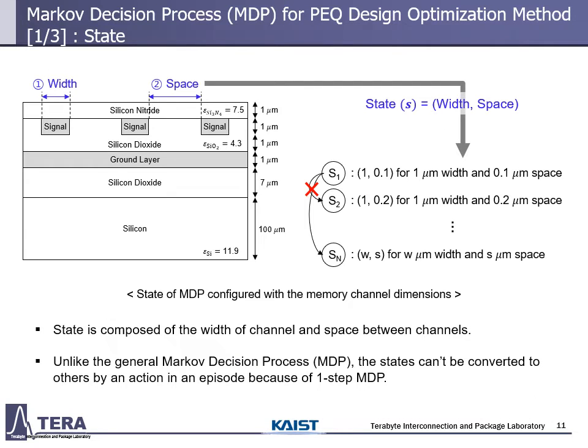This page describes the state of the Markov decision process for the proposed deep reinforcement learning method. Our task is to design a passive equalizer for arbitrary channel dimension. So the state is comprised of channel dimensions such as width and space between channels in the silicon interposer. Unlike the conventional Markov decision process, our model is just a one-step MDP. Therefore, there is no transition between states. Once the action is conducted in a certain state, the episode will end.